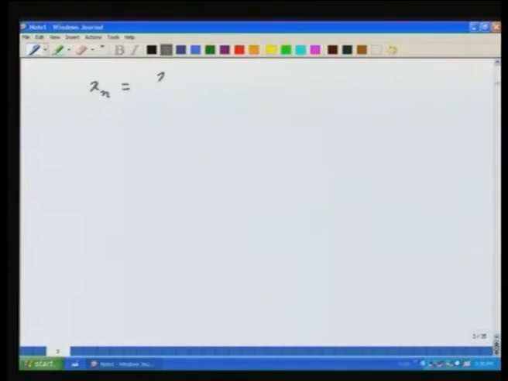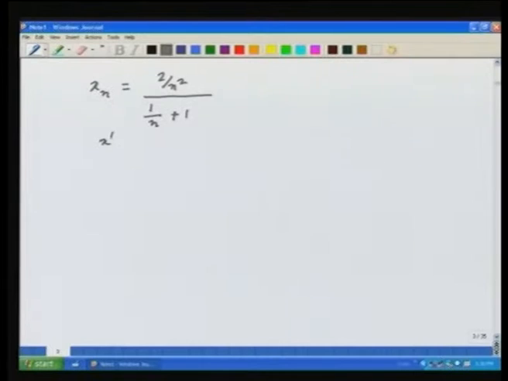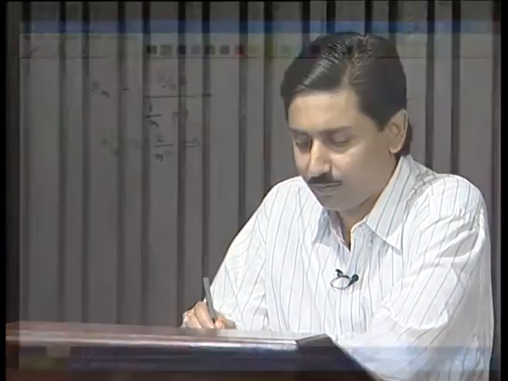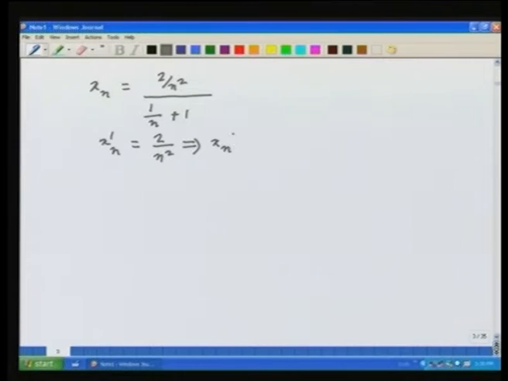Well, what we do is we write x n as 2 divided by n square divided by 1 by n plus 1. That means, I am just dividing the numerator and the denominator by n square. Now, let us concentrate on the numerator, which I can think of as x prime of n, which is 2 by n square. What is the limit of this sequence? Well, by Archimedean property I have that x n prime actually converges to 0.